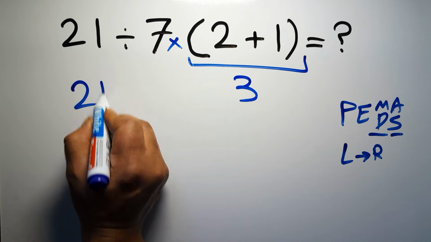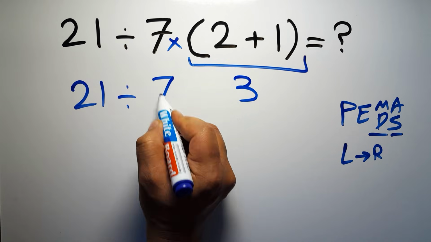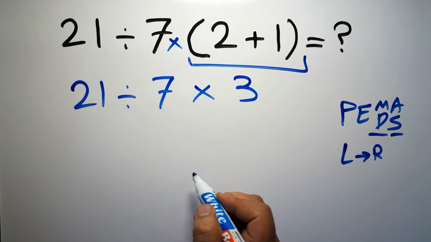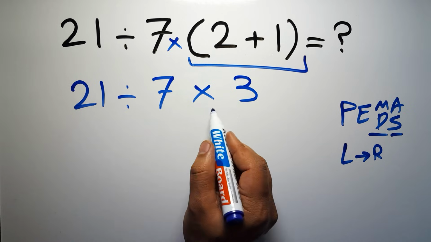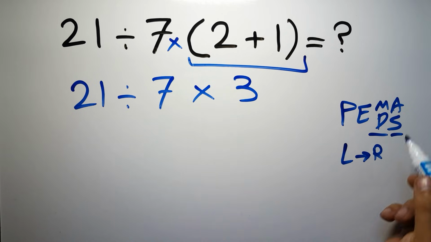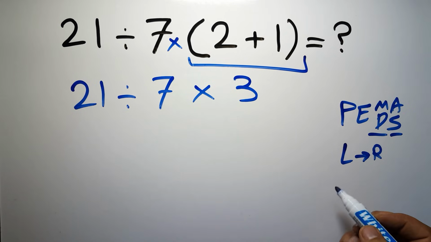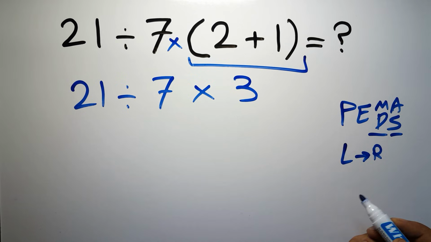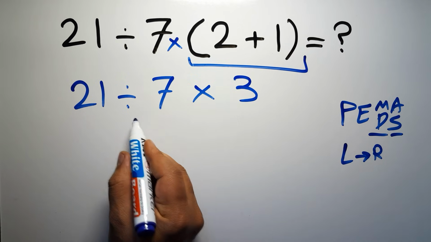So 21 divided by 7, then times 3. Now we have one division and one multiplication. As I said, multiplication and division have equal priority and we have to work from left to right. So here first we have to do this division.